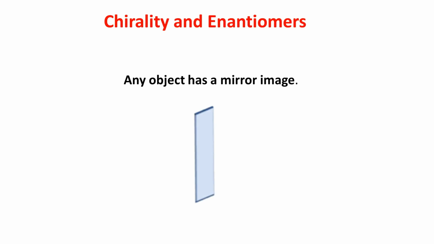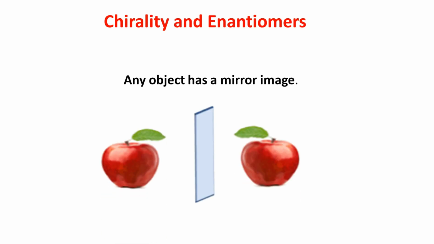Before talking about the enantiomers, let's go over the concept of mirror images, and particularly when it pertains to organic molecules. Any object has a mirror image. No tricks or magic here. Just put a mirror in front of anything and you'll see its mirror image. Take, for example, the mirror image of an apple, a table, or a glass.